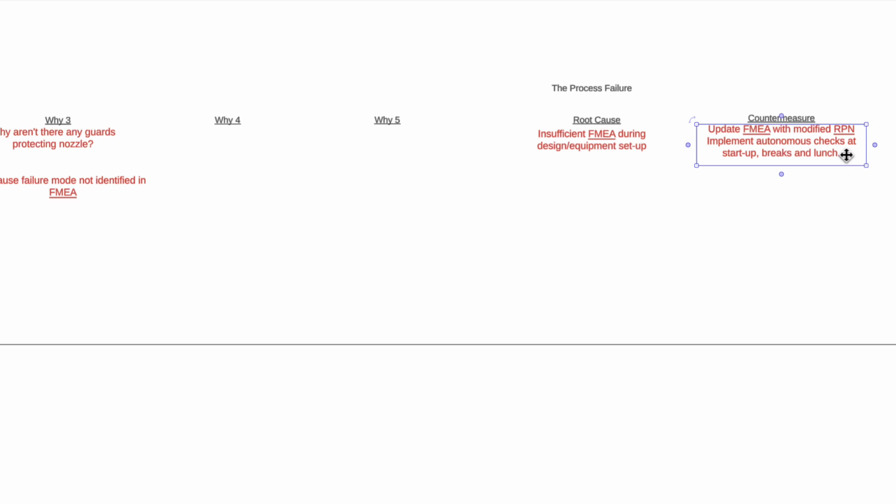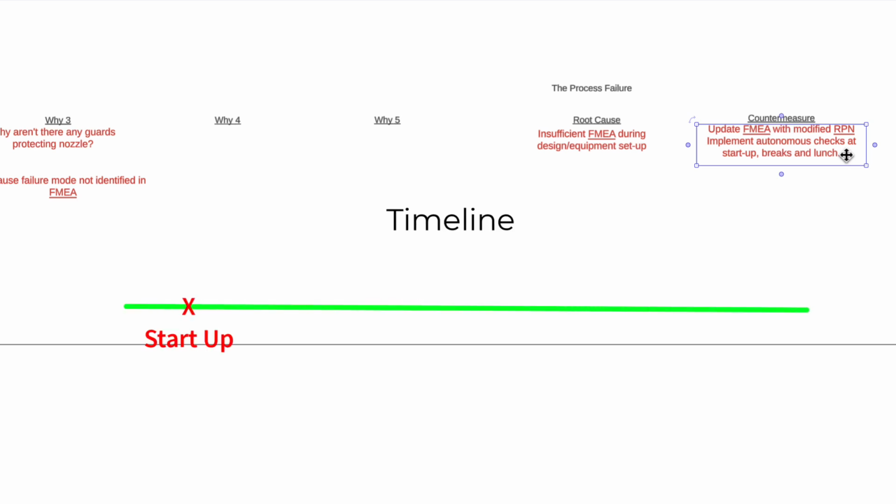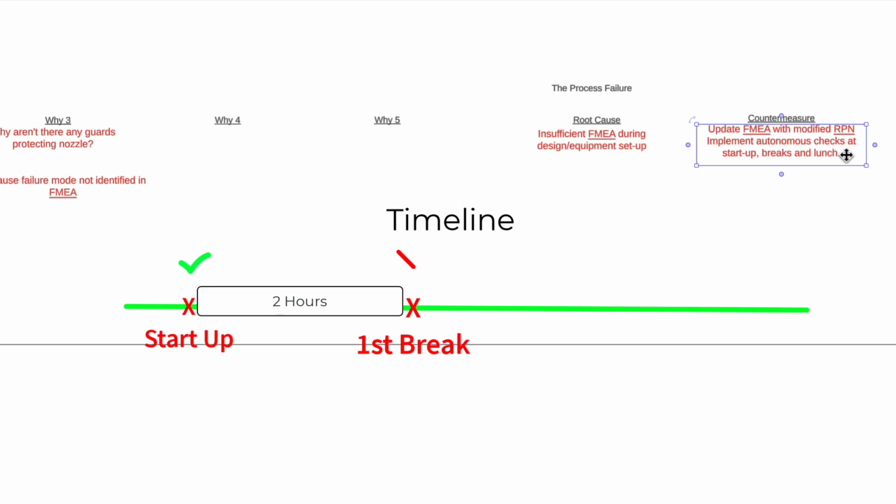So if, for example, let's say I perform a check at startup and the nozzle's straight, or it's at the 120 degrees it should be. And then I go out at my first break a couple hours later and the nozzle's bent. I know that I've built a couple hours' worth of defects.